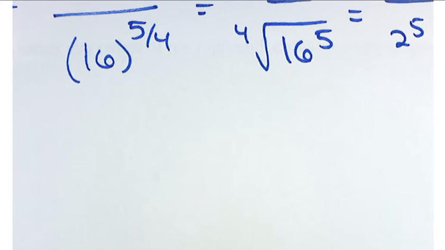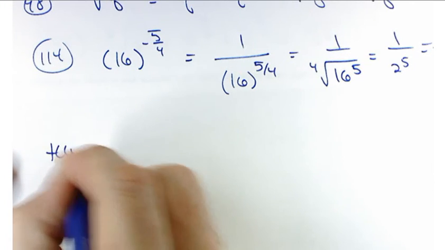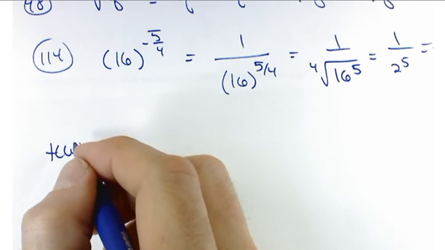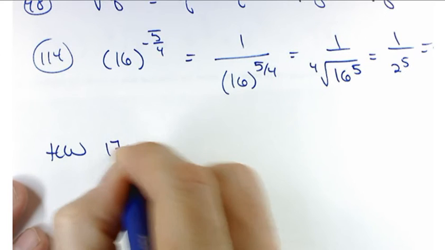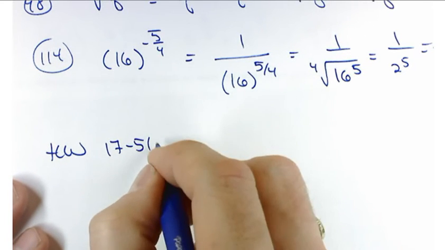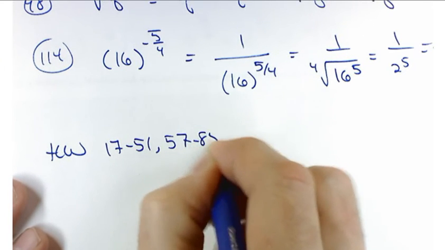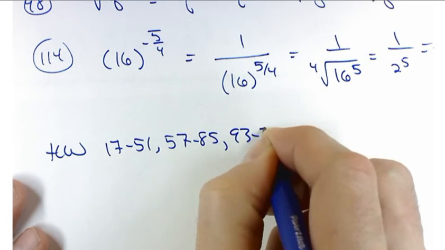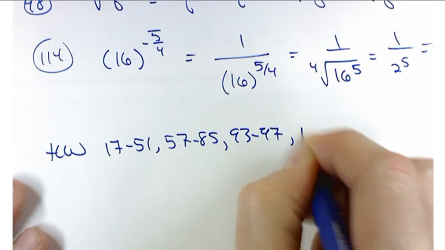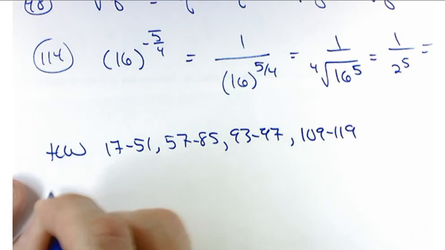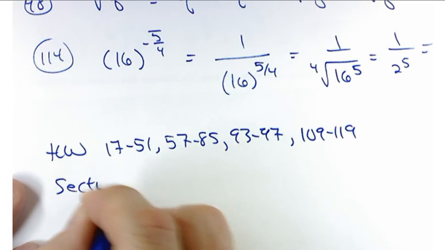All right. Let me give you some homework. And we'll move on to section 9.3. So for homework, try 17 through 51, 57 through 85, 93 through 97, and 109 through 119. That's section 9.2.